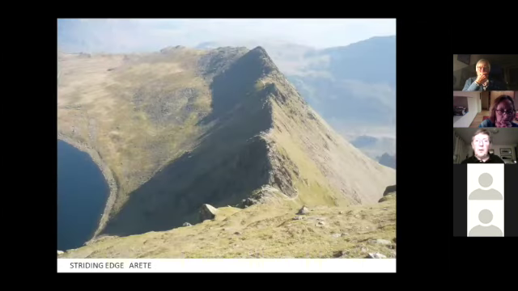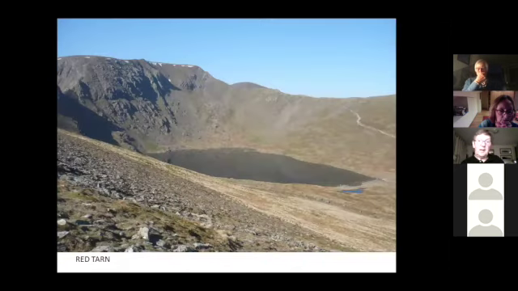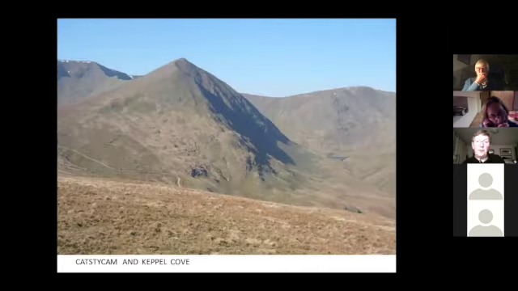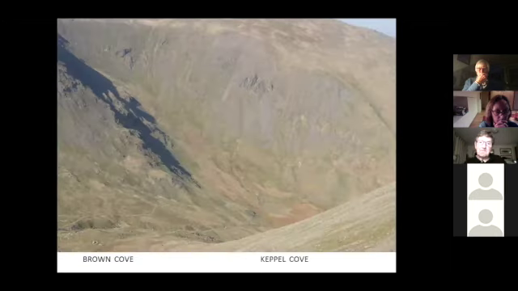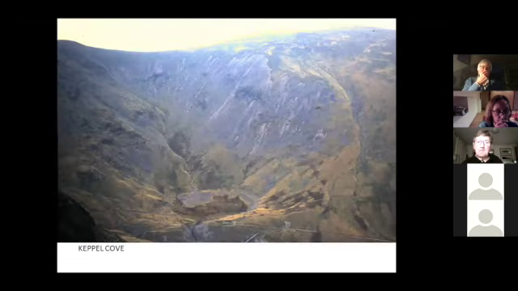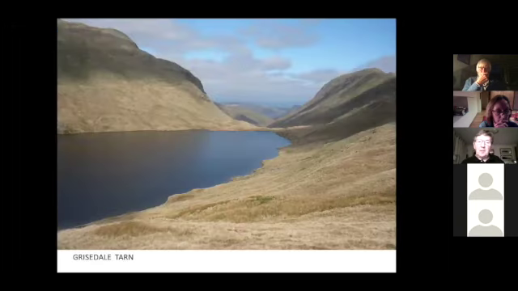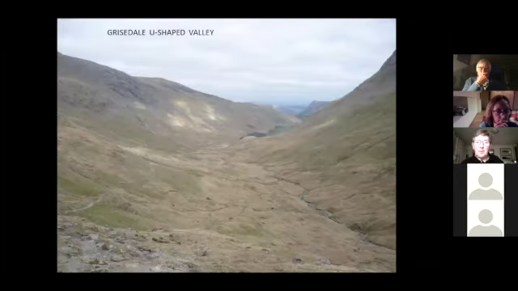In between the hollows, we get arêtes like Striding Edge, which you're familiar with. The hollows themselves can be filled in with tarns in various places. Just to the right of Catstycam, Keppel Cove and Brown Cove would originally have held a larger tarn. It's now been drained out, as you can see. So these are just a selection of the main coves, the main places where glaciers first formed. Grisedale Tarn represents another one.